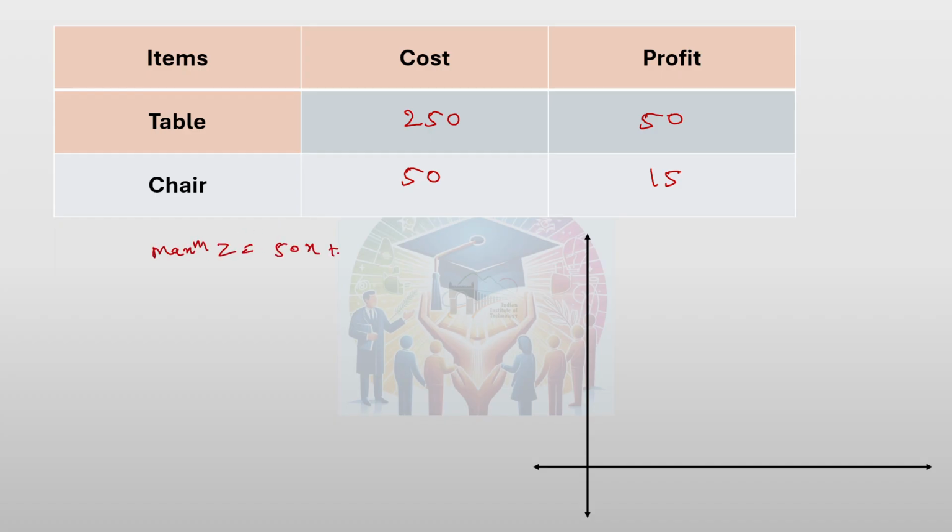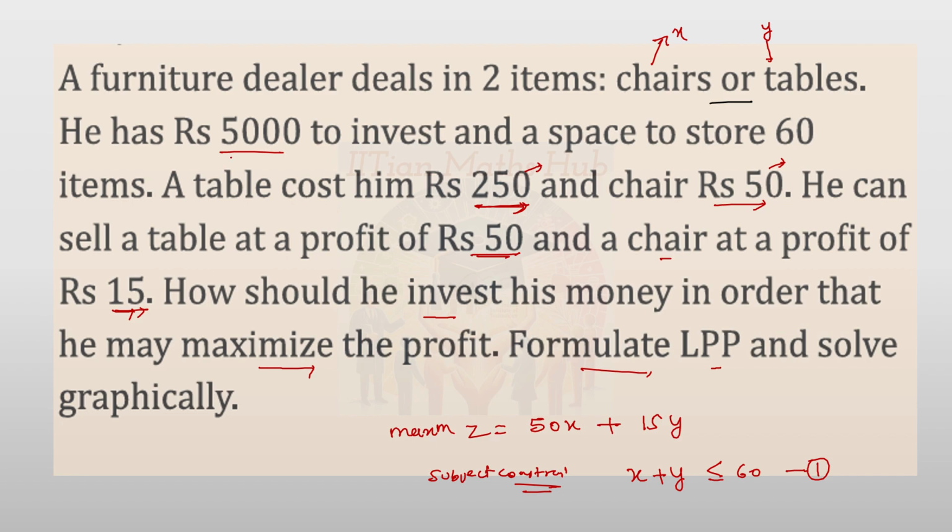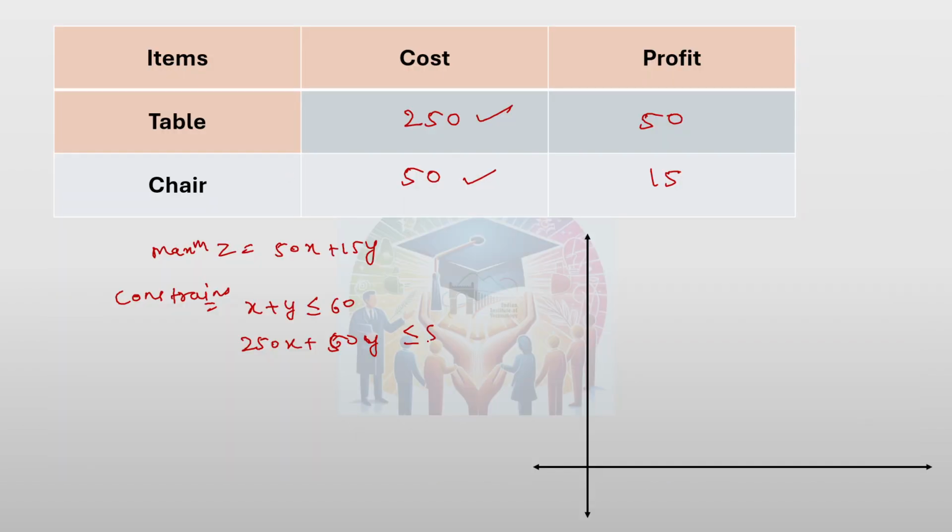Maximum Z is 50x plus 15y, right? And constraints are: for the store capacity of 60, x plus y is less than equal to 60. For the cost, 250x plus 50y, you can see 250 rupees per table, 50 rupees for the chair, is less than equal to how much? Total investment given is 5000 rupees, so this is less than equal to 5000 rupees. That's it. And of course, the basic constraints, x is greater than equal to 0, y is greater than equal to 0. Plot them, get your answer.